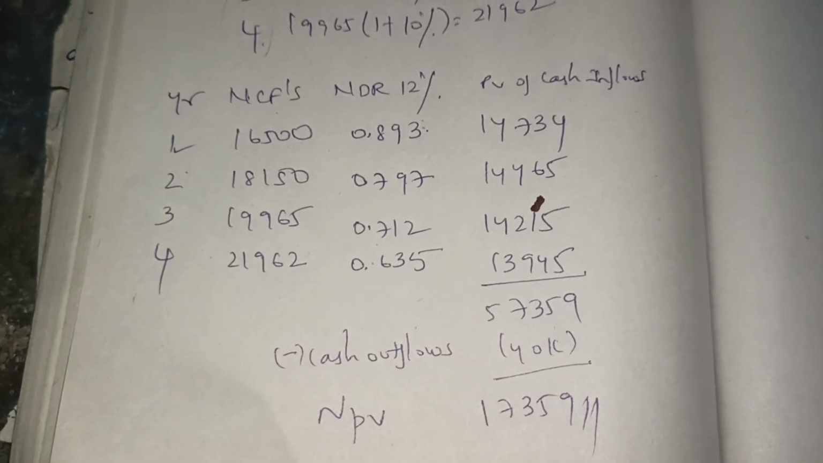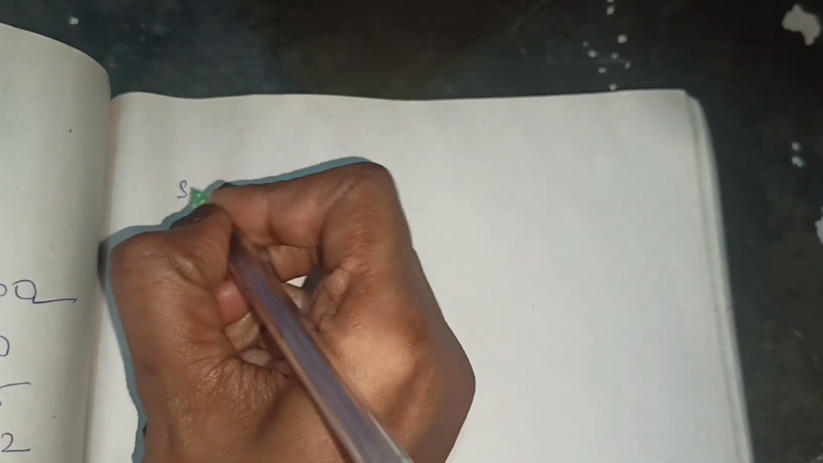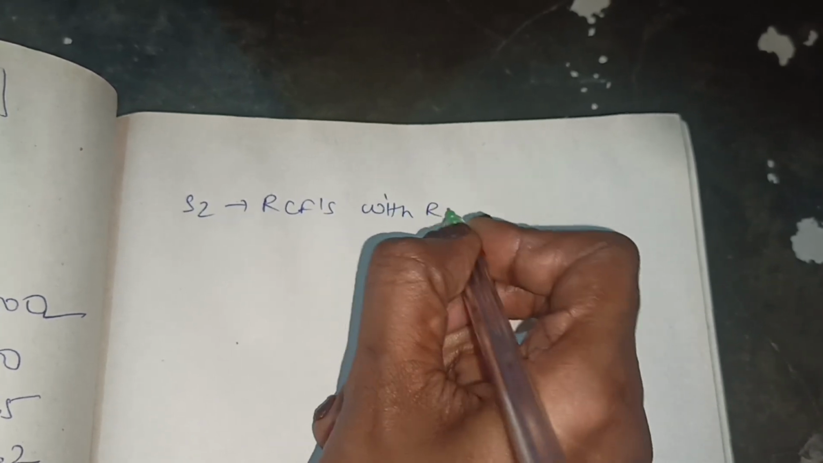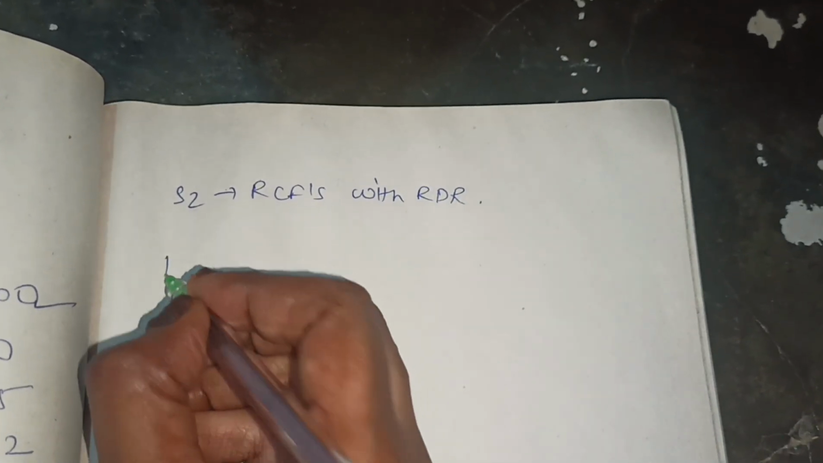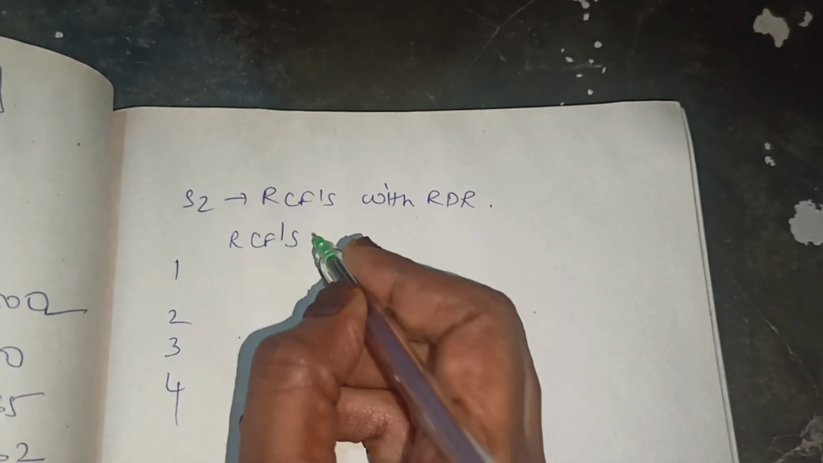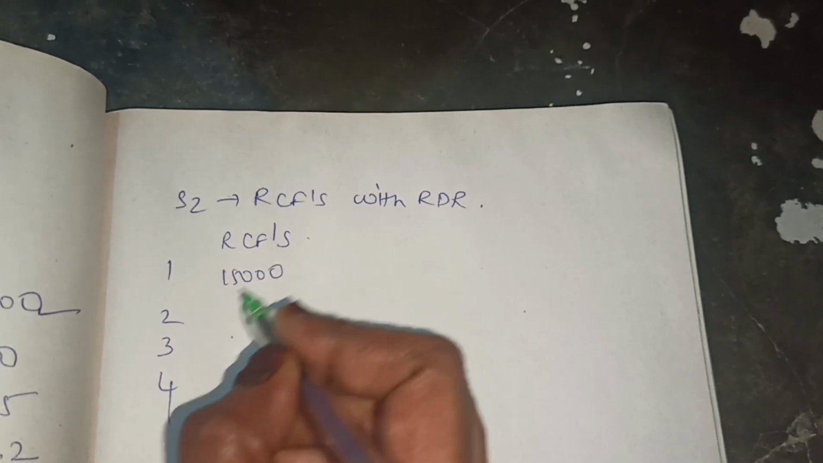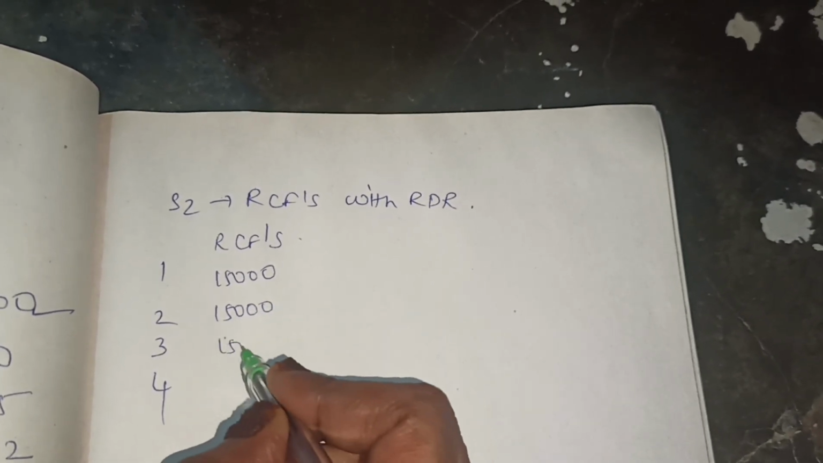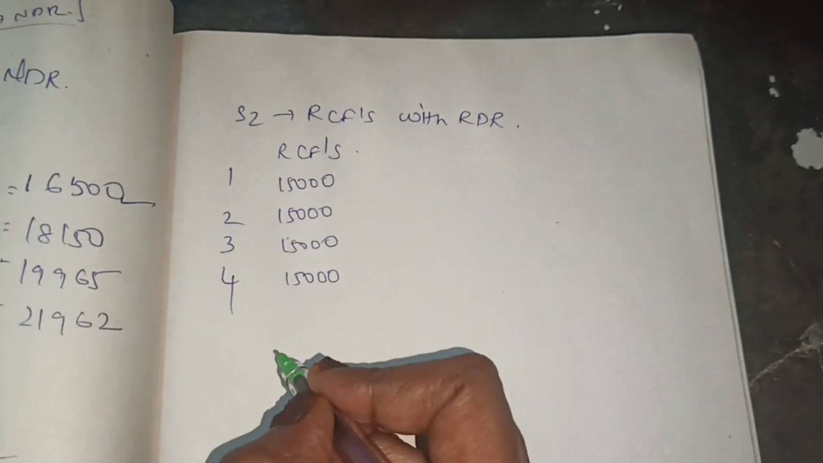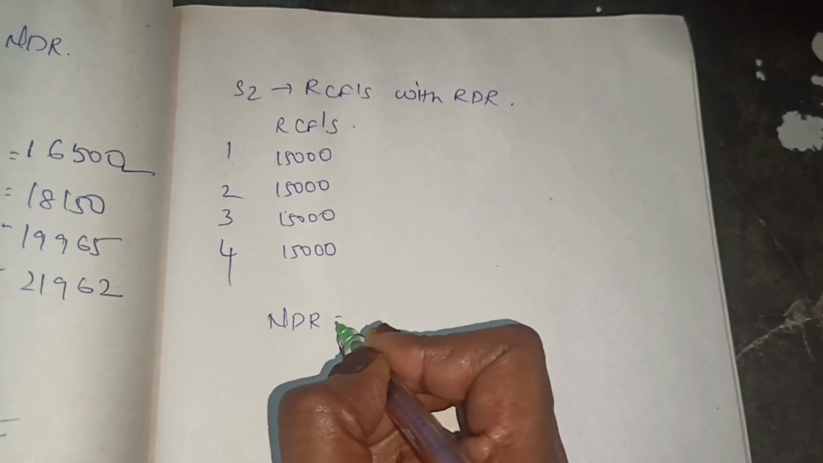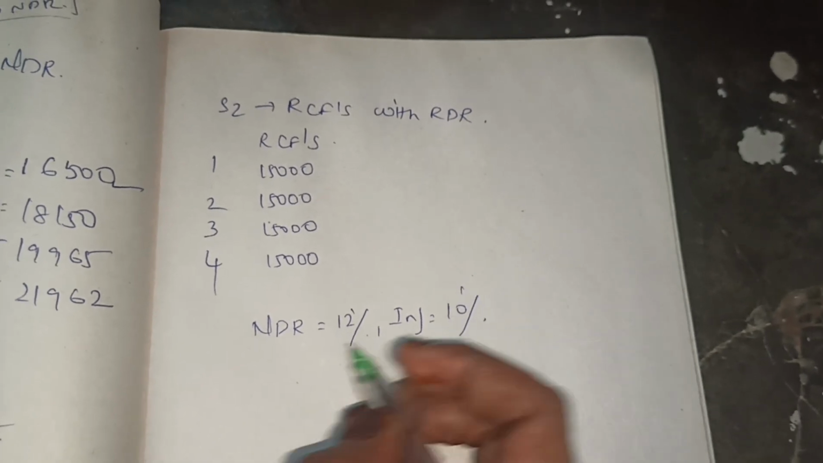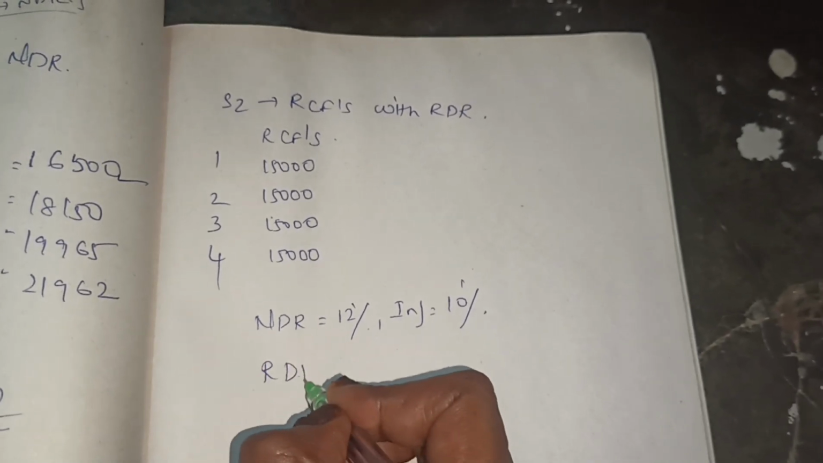Now proceeding to situation 2. Real cash flows with real discounting rate. How many years do we have? We have 4 years. Real cash flows already given in question as 15,000, which is same for every year. Now, in the question, they gave us nominal discounting rate as 12% and inflation is given as 10%. Now we are expected to find real discounting rate.